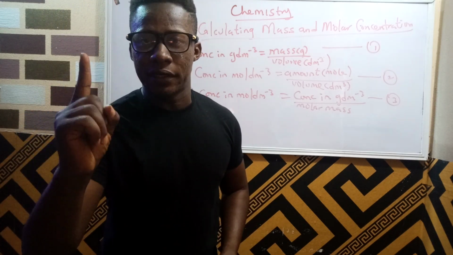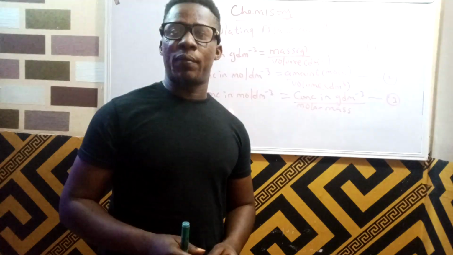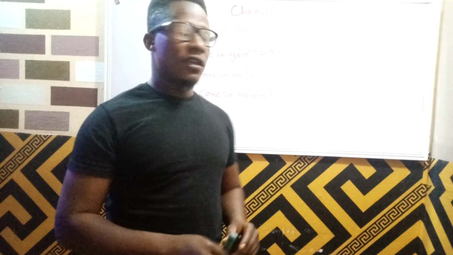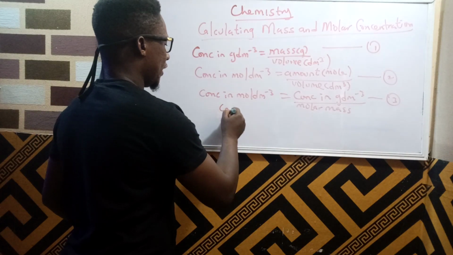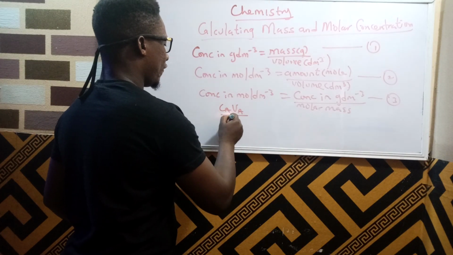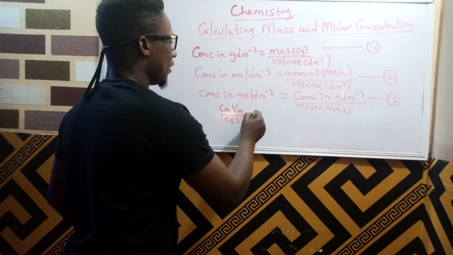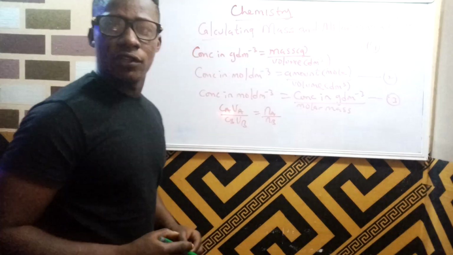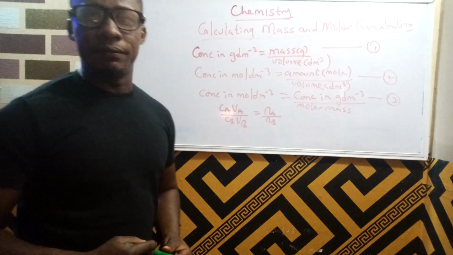Sometimes, if they give you the concentration in mole per dm cube of one and they ask you to find the concentration in mole per dm cube of another, then you can use the CAVA. So you can say CAVA over CBVB is equal to NA over NB.